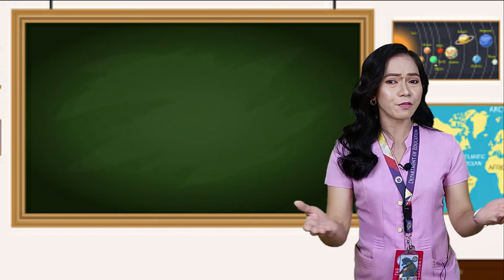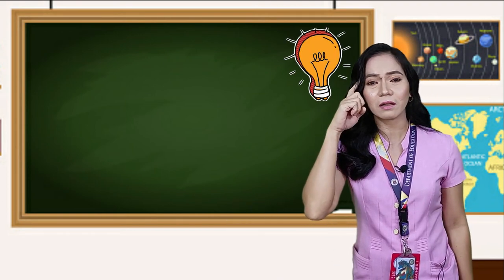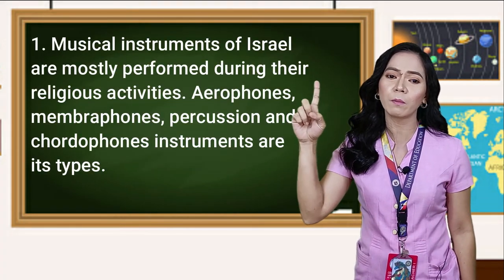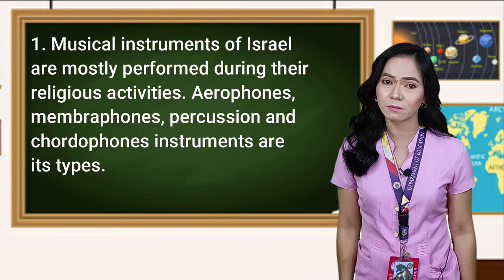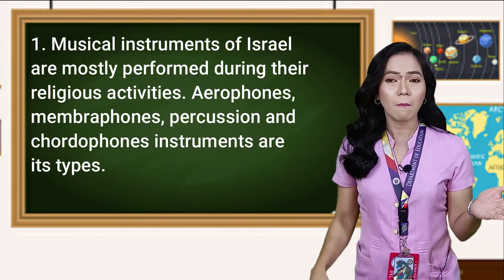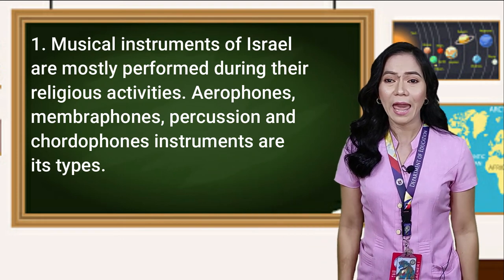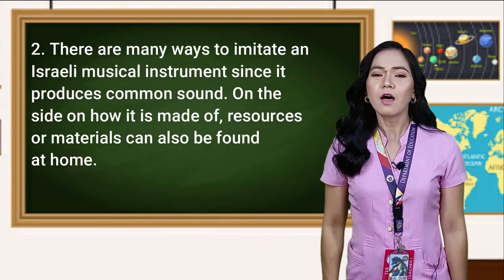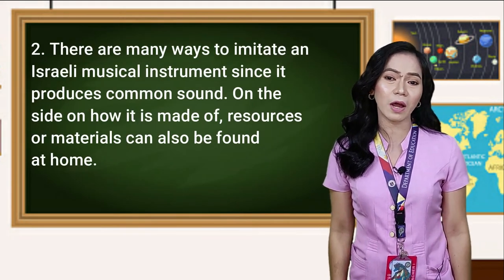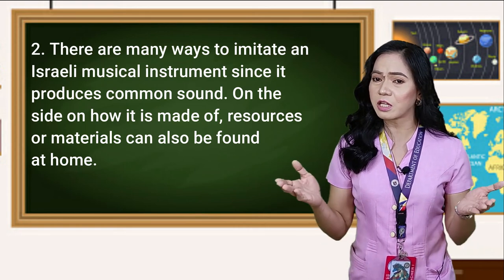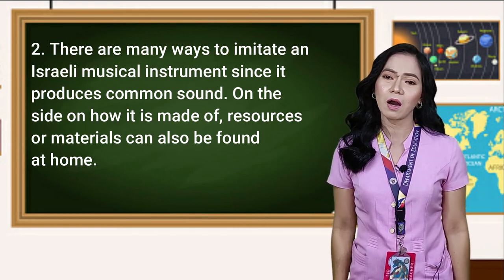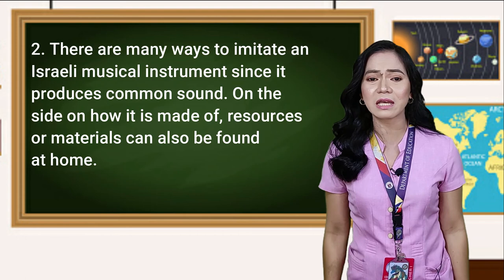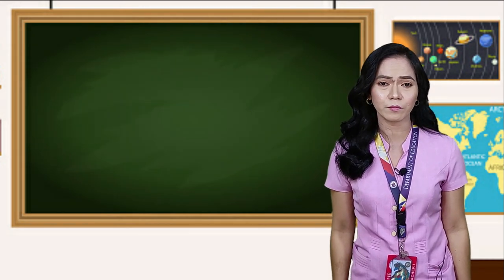To recap everything, always remember that one, musical instruments of Israel are mostly performed during religious activities. Aerophones, membranophones, percussion, and chordophones are its types. Two, there are many ways to imitate an Israeli musical instrument, since it produces common sounds. On the side of how it is made, resources or materials can also be found at home.